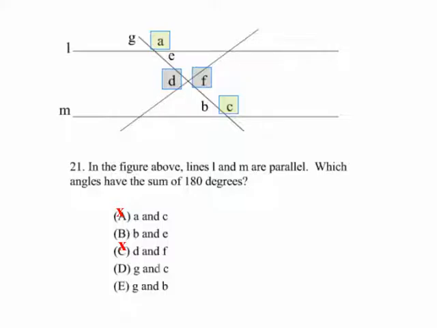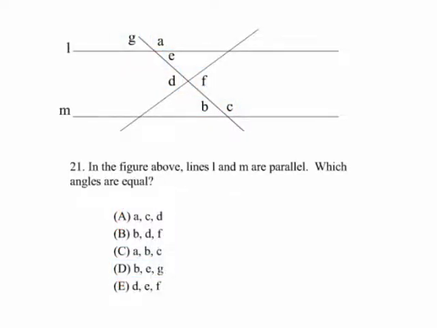We can also see that G and B are equal. And moving from there, since G and E are vertical angles, we can say that B and E are equal. Okay, B and E are equal, so that's going to rule out B, because that doesn't necessarily show that they equal 180. We need a straight line somewhere. And if we look at G and C, since G is equal to B, B plus C would equal 180. So G plus C would equal 180. We have our answer.